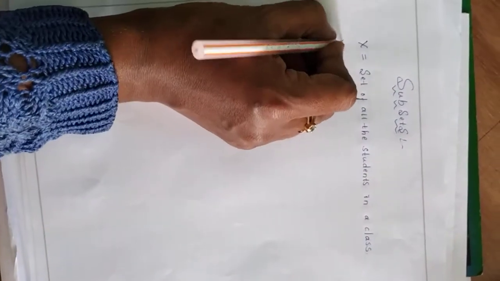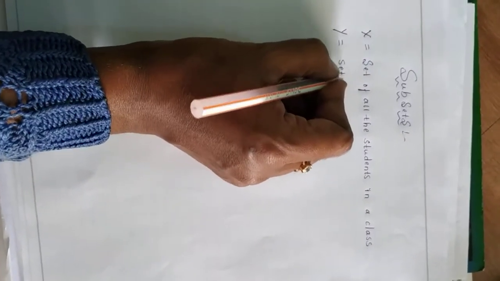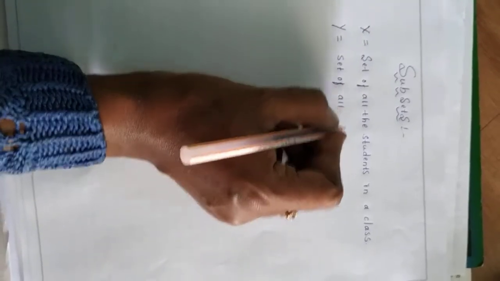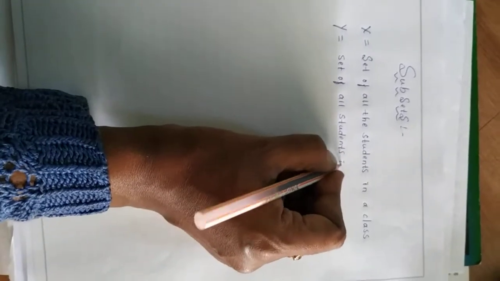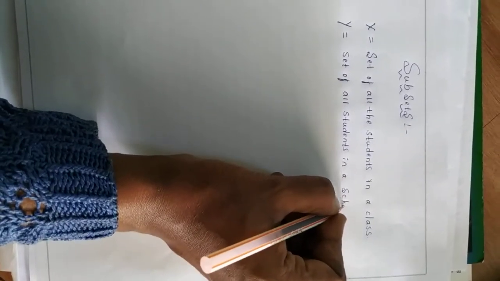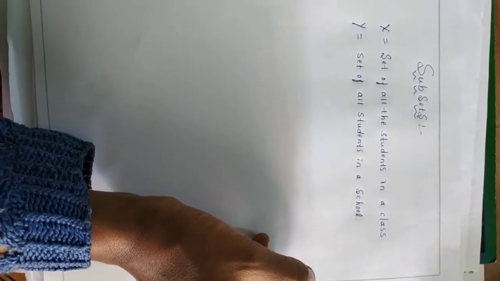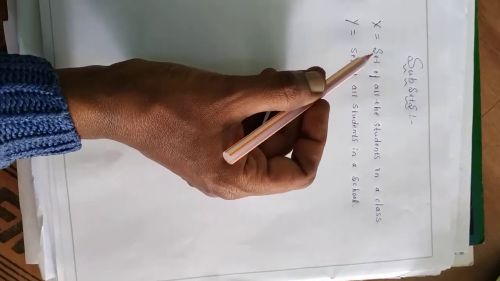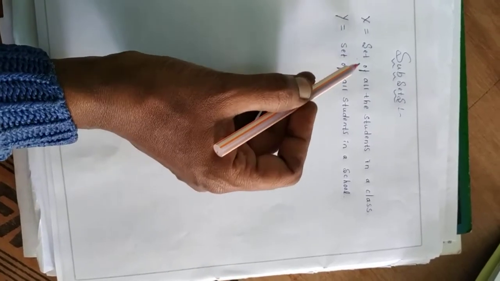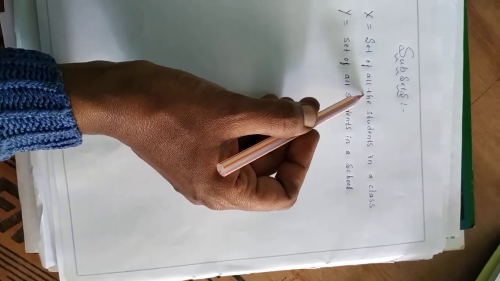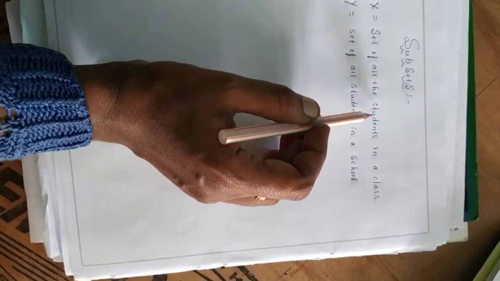Okay, and I'll take one more set, that is Y. Y is nothing but the set of all students in a school. Now, with the help of these two sets, I can define the subset: a set X is said to be a subset of Y if every element of X is also an element of Y. That is, the students in a class.